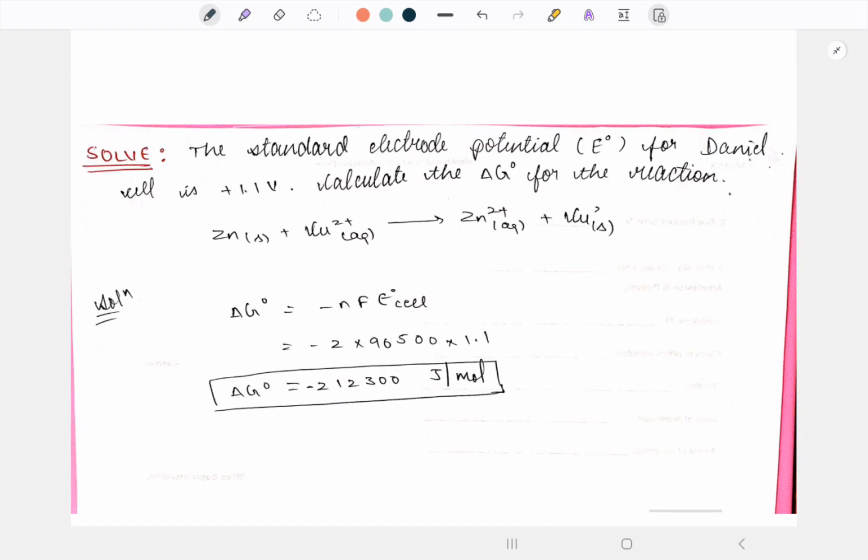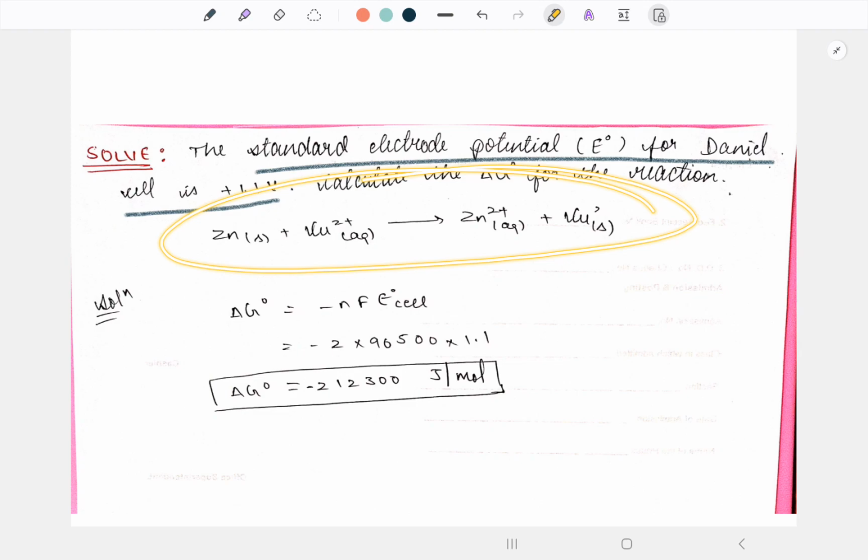Now let us solve the question. The standard electrode potential for the Daniell cell is given. So you have to calculate the delta G for this reaction, and the reaction is given. So simply by placing these values, we can get the answer to be delta G naught is equal to minus 212,300 joule per mole. So we have completed the detailed explanation of the electrochemical series and also the Nernst equation.